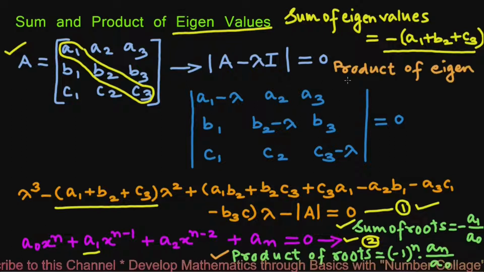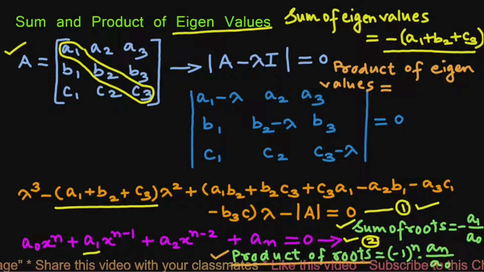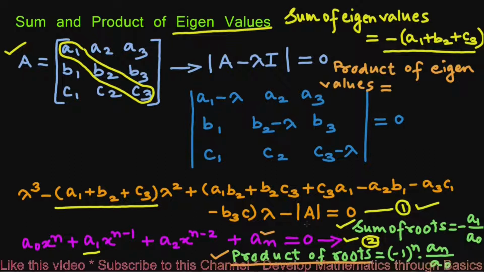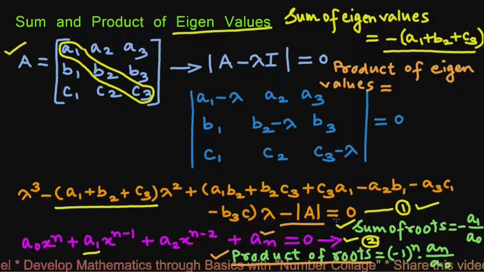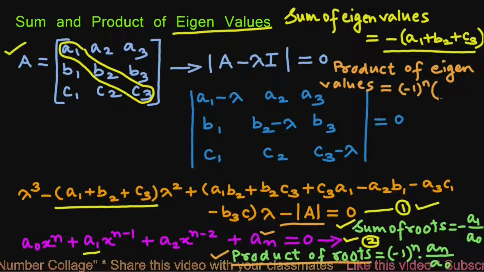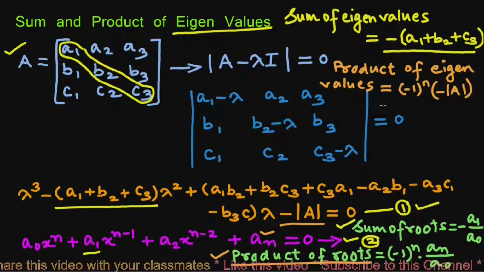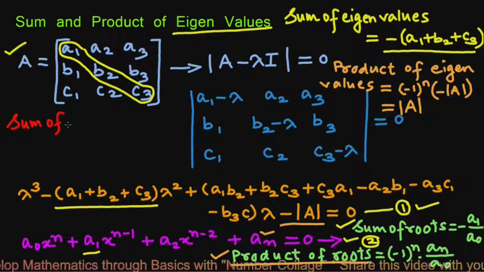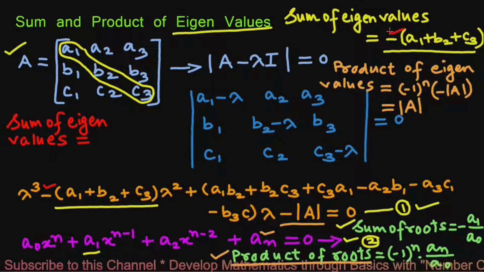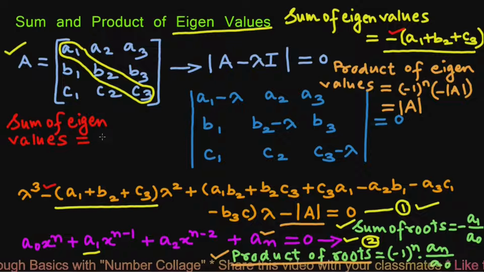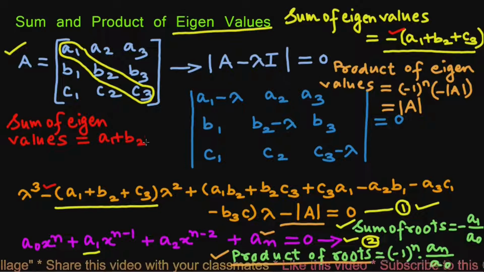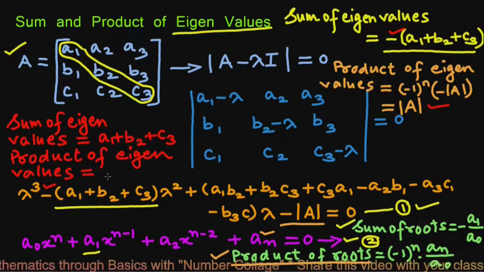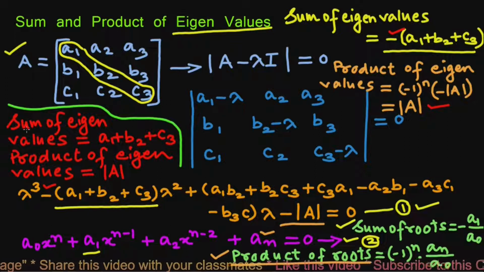and product of eigenvalues will be product of roots, minus 1 power n An upon A0. Here this An is minus determinant of A, so minus 1 power n into minus determinant of A will be equal to determinant of A. So we get sum of eigenvalues equals this minus and this minus, that is sum of diagonal values of the matrix A1 plus B2 plus C3, and product of eigenvalues equals this determinant of A. So this is the final result that we get.